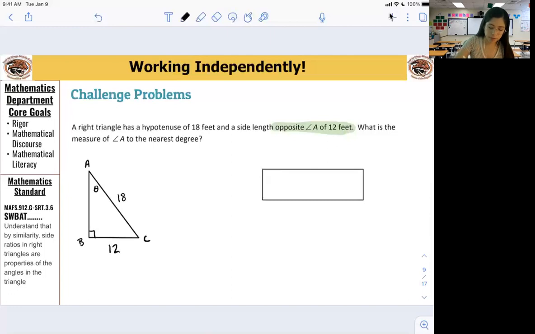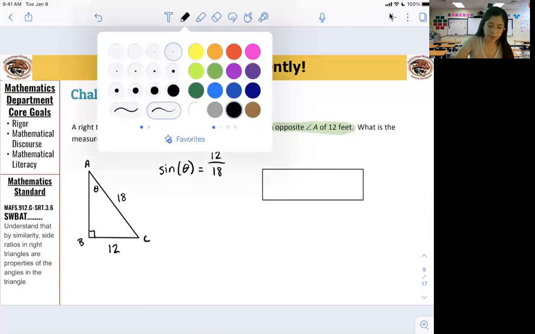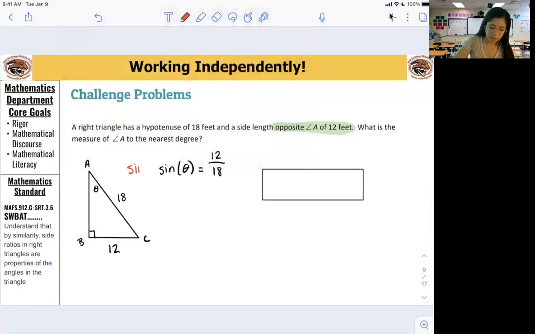Opposite over hypotenuse. So sine of theta is 12 over 18. I'm looking for theta. What do I have to do to both sides? Good, Janelle, the inverse. I need to get theta out of there. Inverse sine of both sides. Okay, so that cancels out my sines. I'm left with theta equals the inverse sine of 12 over 18.